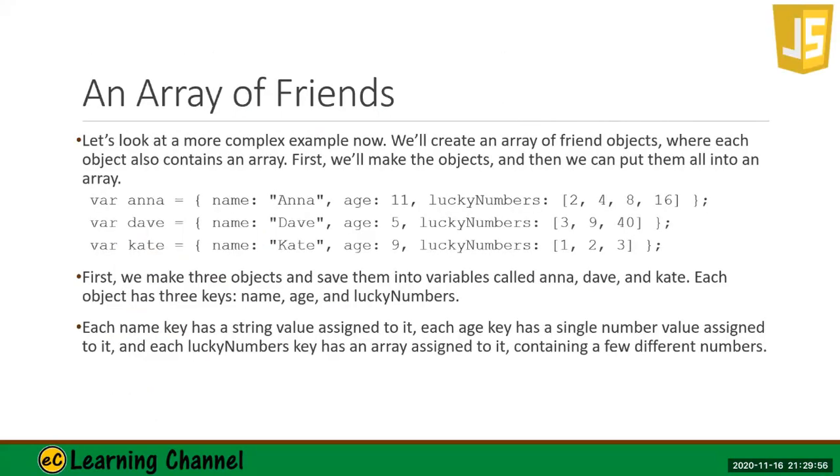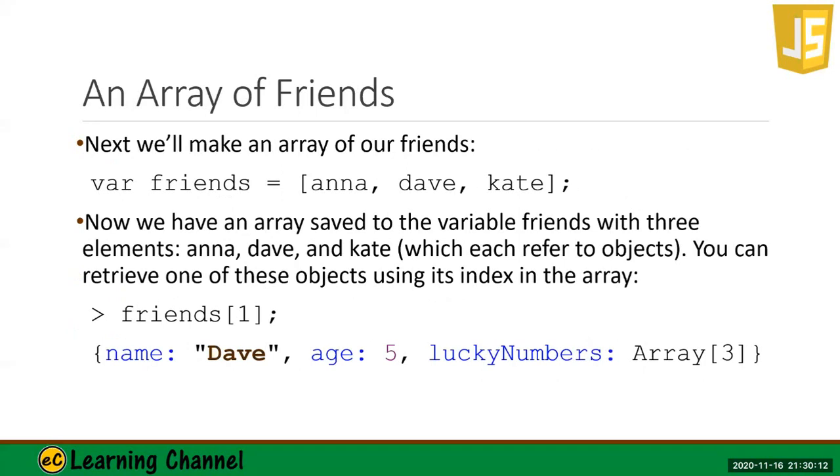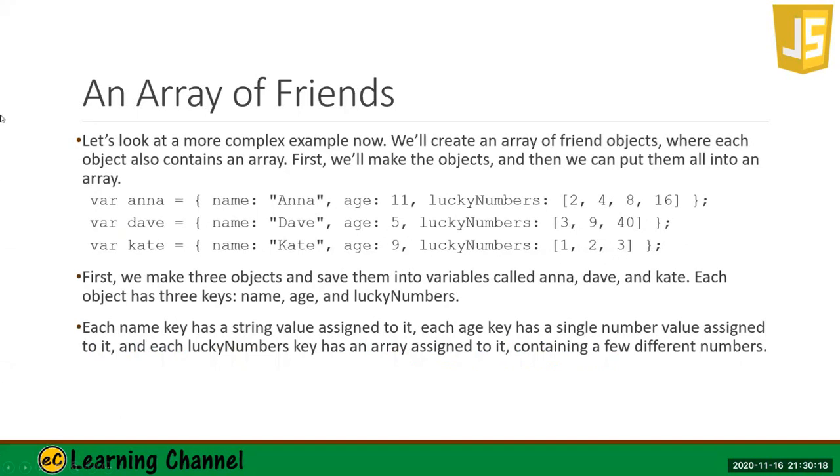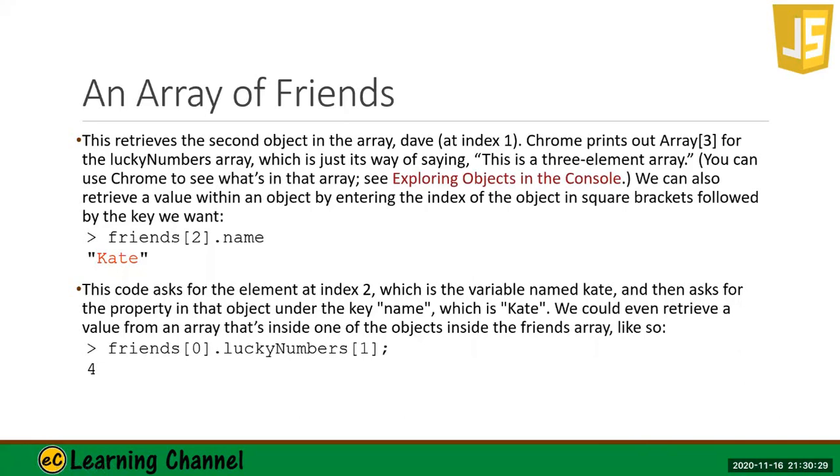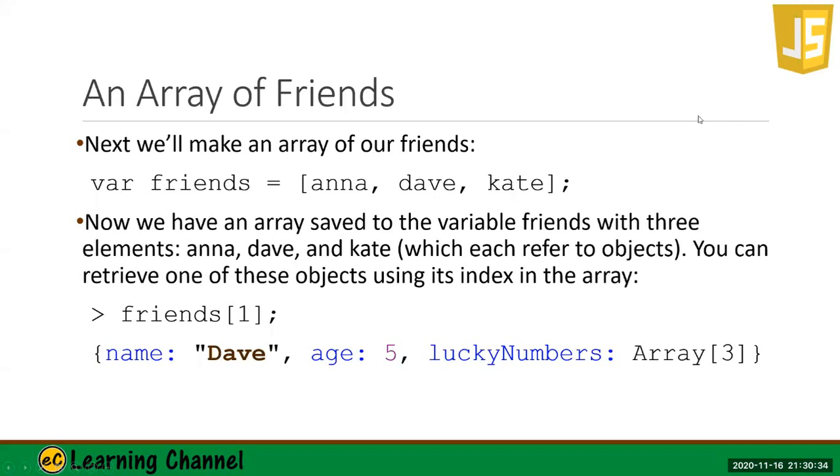So we can have name, age, and then lucky number. Lucky number for a person can be an array of numbers, so it can be multiple data entries. We can have friends: Anna, Dave, and Kate, three put into an array. Then friend 1 is such a data field. Friend 1 is Dave. So we can do friend 2's name; friend 2 is Kate.